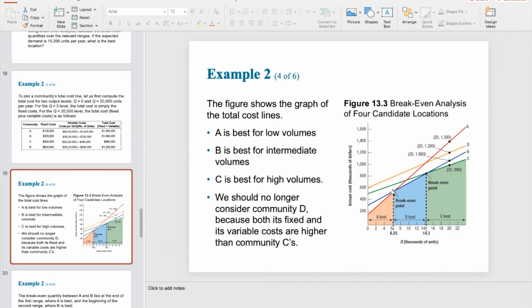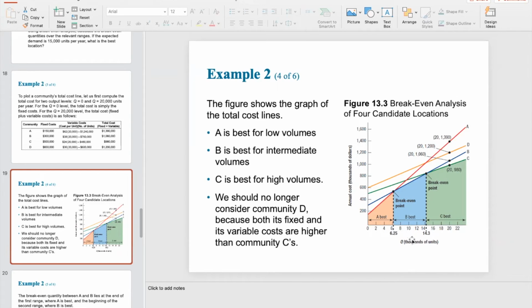It means that when your Q amount is between 0 and 6,250, then the total annual cost of building your factory at community A is the lowest among all those 4 different alternative communities. That would be a very important interpretation and observation that we can see from this figure.